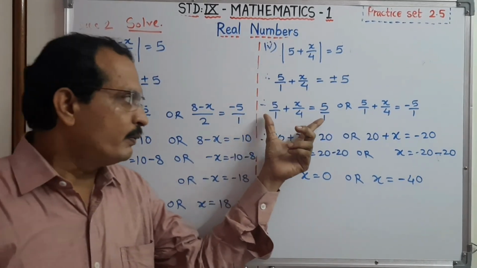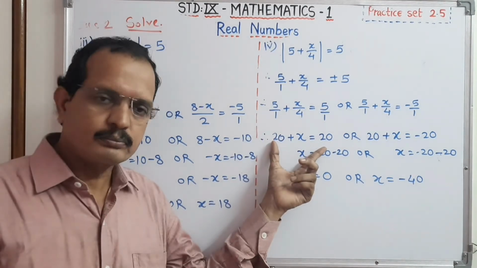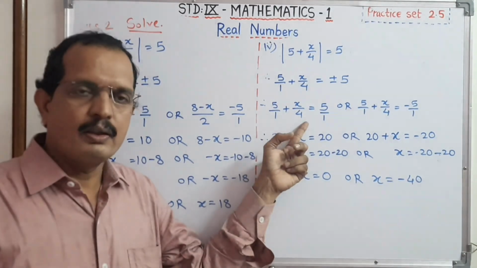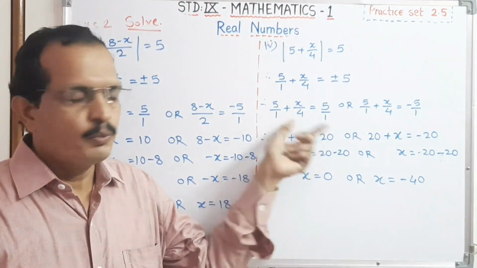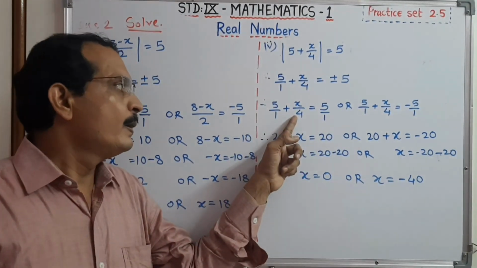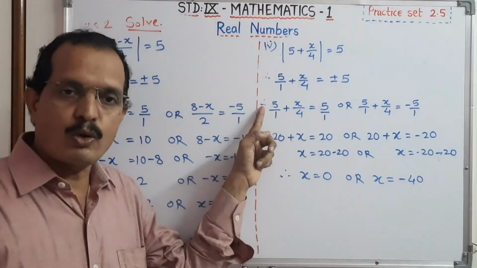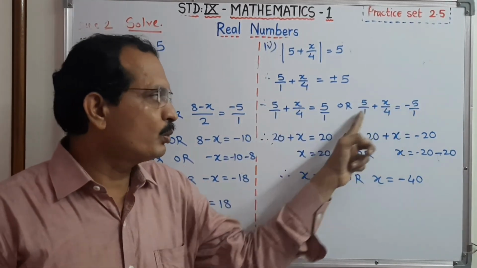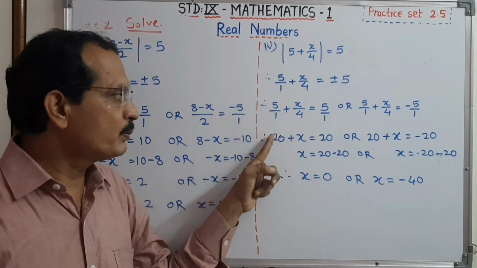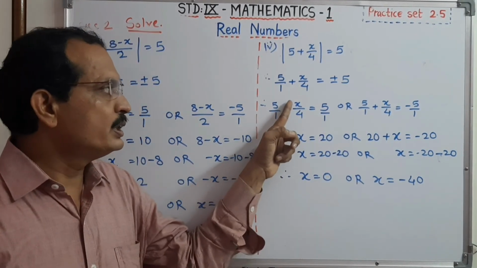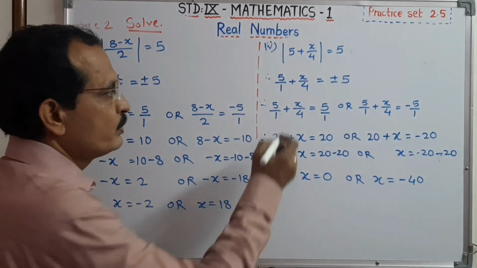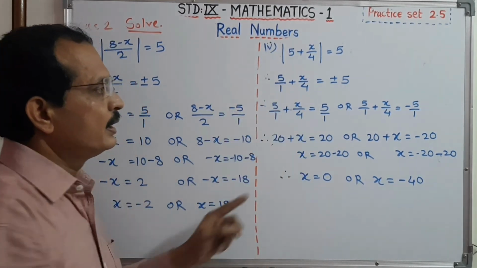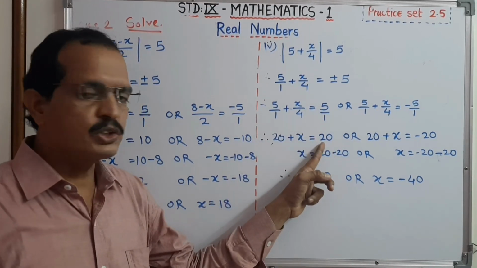I think everyone understood this step. Here we have to eliminate this 4, then it will be easy to solve. For that purpose we multiply by 4 on both sides. Here also we multiply with 4 on both sides. This 5 multiplied with 4 is 20. This x upon 4 is multiplied with 4. Then this 4, 4 get cancelled, it is x. Then 5 multiplied with 4, it is 20.